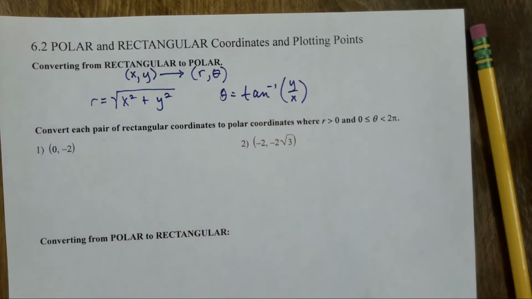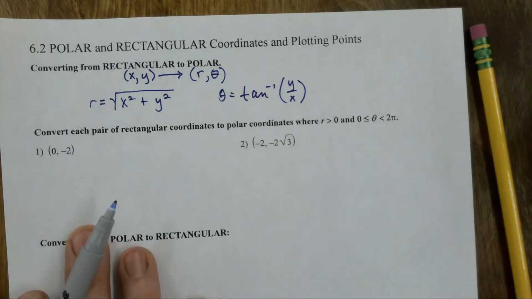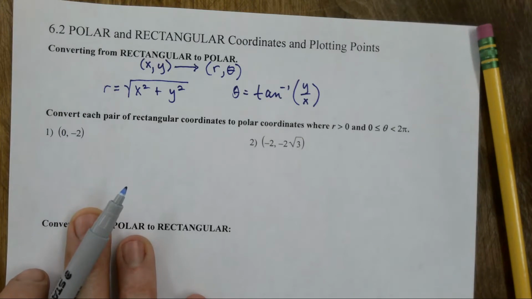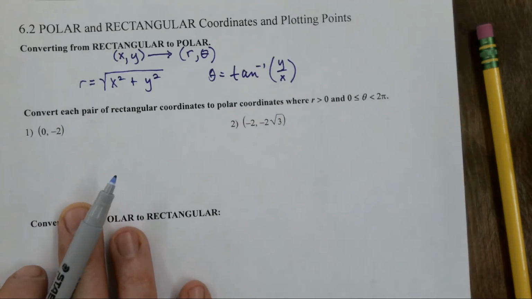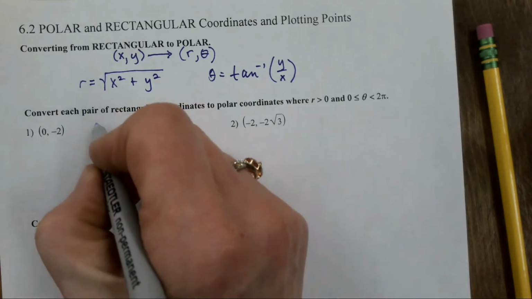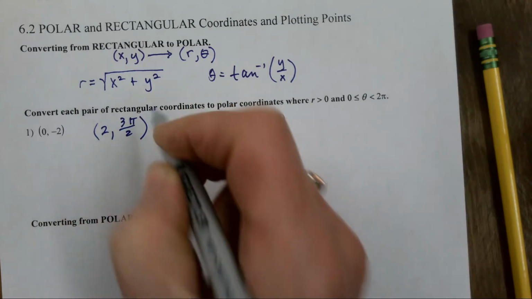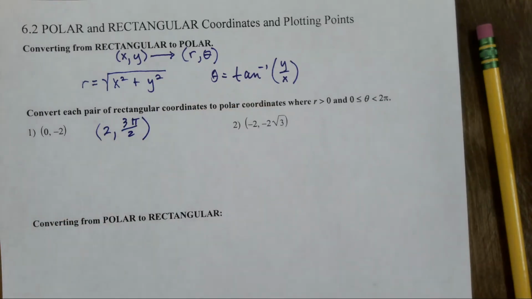Before we do the conversion, does anybody think that they can convert this one in their head without doing any math? I've got a couple of you that think you can. Okay? Jack, go ahead. What do you think it is? 2 and 3 pi over 2. 2 and 3 pi over 2. Moss, would you agree with him or disagree with him? Agree. And why do you guys think that?